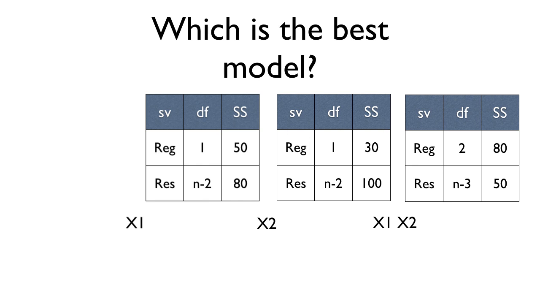Aha! That's x1, x2. And these should be moved over, but I changed the size of the slides. This is perfect for 4x3. Change it to 16 by 9. This explains 80 out of 130, which is more than 30 out of 130, and more than 50 out of 130. Note a few things. The total sum of squares is the same for all of them. But they have different regression sums of squares because they're different models.